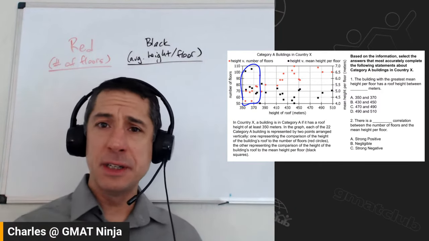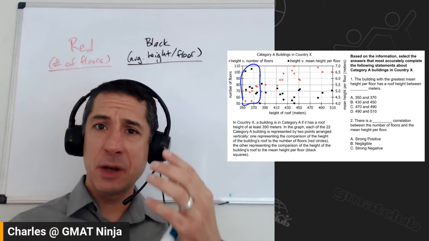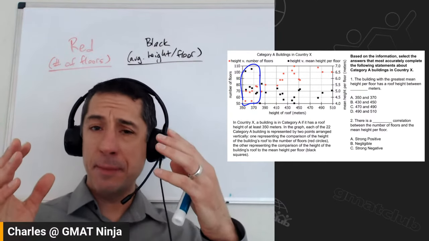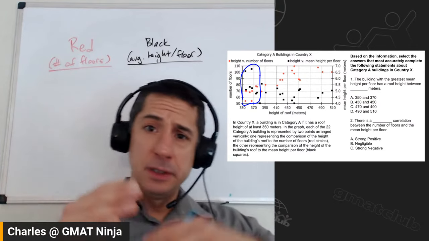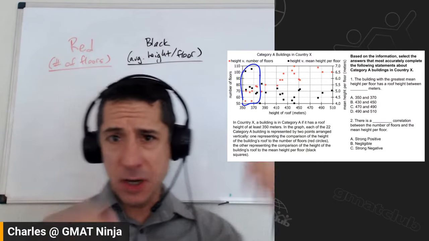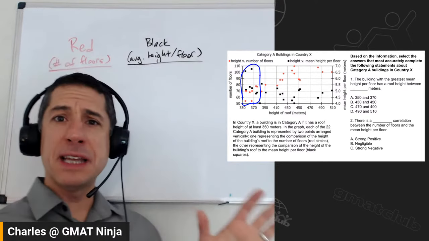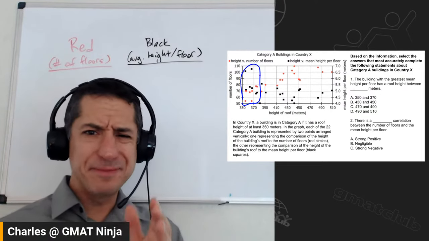Positive correlation between two variables: as one thing goes up, does the other thing go up? Negative correlation: as one thing goes up, does the other one go down? Or are they not correlated, meaning there seems to be no pattern whatsoever? Pretty simple definition, nothing technical going on there.